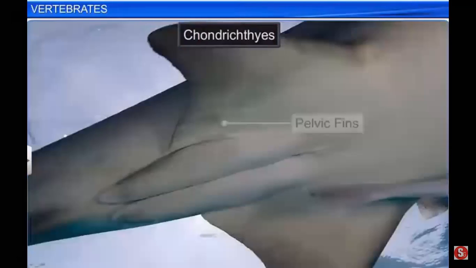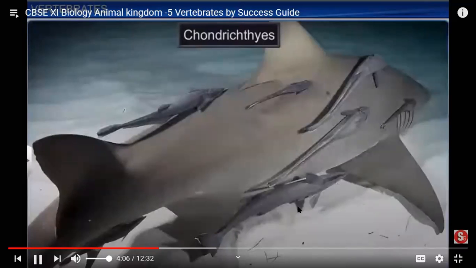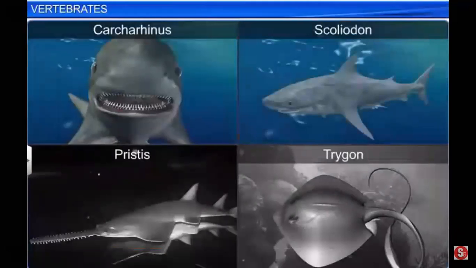Chondrichthyes are dioecious, and the pelvic fins in males have claspers. Fertilization in these fish is internal, and many of them are viviparous. Carcharinus, Scoliodon, Pristis, and Trygon are examples of this class.